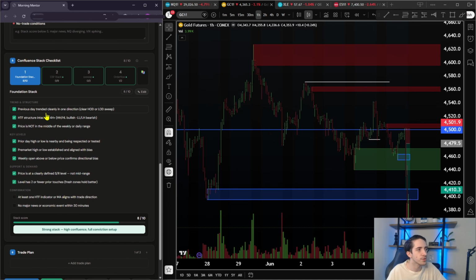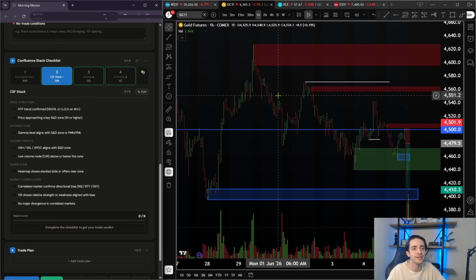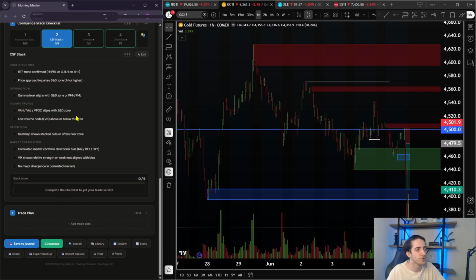Confluence Stack, what are we looking at? Higher time frames. You just go through the motion, guys. It is something simple and easy enough for you to do every single day so you could find some confidence in your trading.